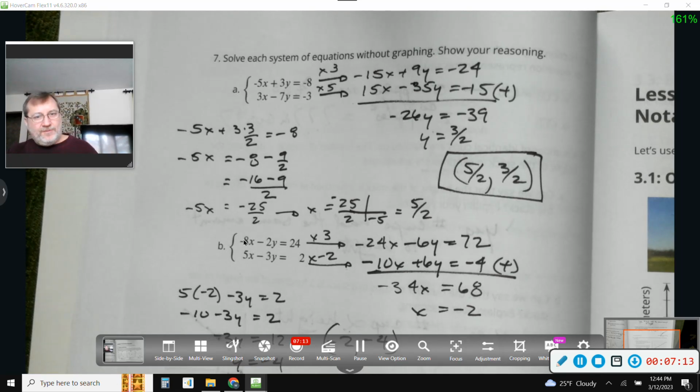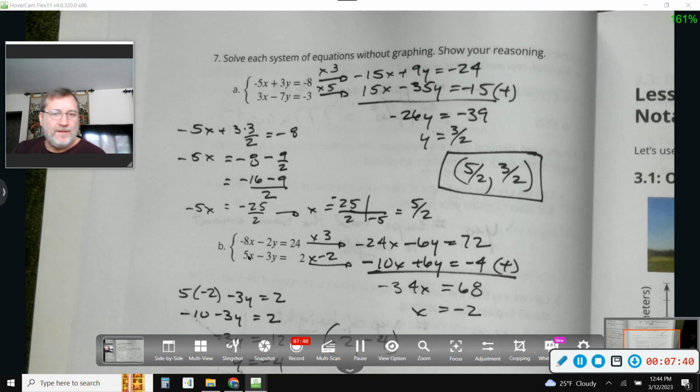On this one, I got a positive 5 and a negative 8, but these are both negatives. So I chose to get rid of the y's this time, just to show you something a little bit different. So I multiplied the top one by a positive 3. That way I'll get a negative 6y. And I multiply the bottom by a negative 2 so that we get the positive y down here, so that the y's would go away. Right? I could have done this.